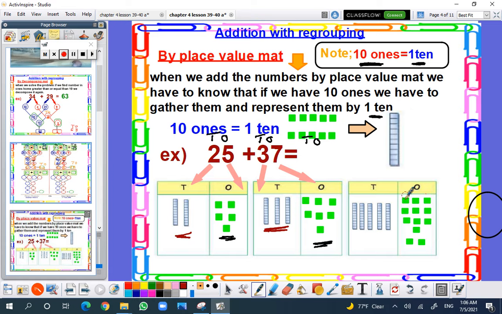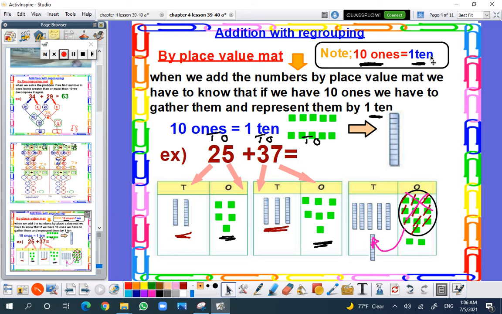So count with me, how many small squares? 1, 2, 3, 4, 5, 6, 7, 8, 9, 10. Excellent. Now I collect 10 small squares. So I'm going to collect them, then cross them out, then represent them by what? Primary 2, who can tell me? Excellent. I will represent them by 1 rectangular bar. I will cross 10 ones and replace them by 1 rectangular bar. Why? Because 10 ones equals 1 ten.